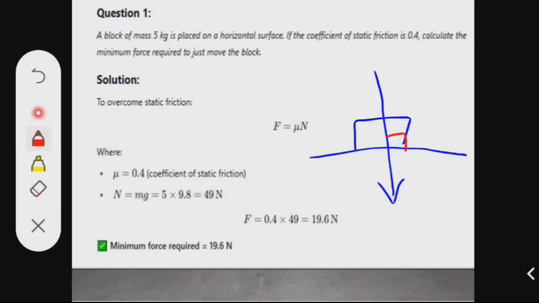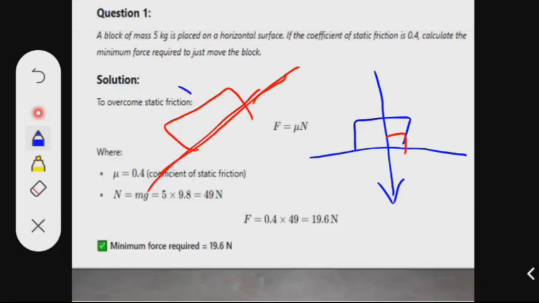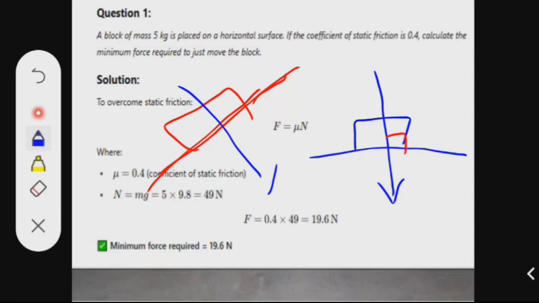So if an object is placed on a slanted surface, the normal of that object will also be perpendicular, at 90 degrees, to that surface. I don't know if you are seeing what I'm showing. The normal is always going to be at 90 degrees to that surface.